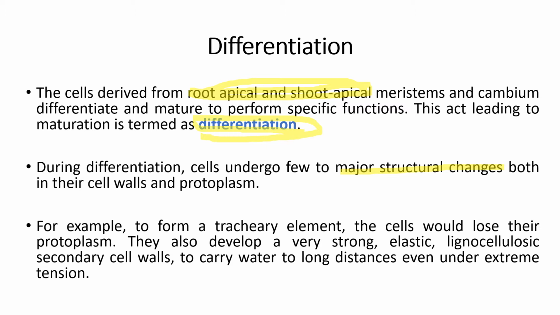An example of differentiation is the formation of tracheary elements, where the cells lose their protoplasm. They develop a very strong, elastic lignocellulosic secondary cell wall, from which they carry water to long distances even under extreme tension. So this is the example and this is the definition of differentiation, and there are major structural changes which take place in differentiation.